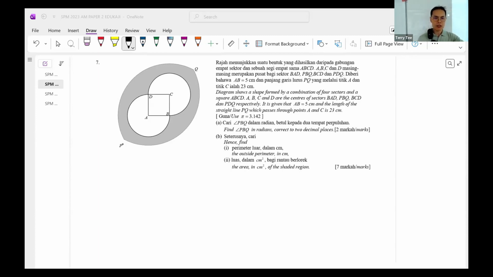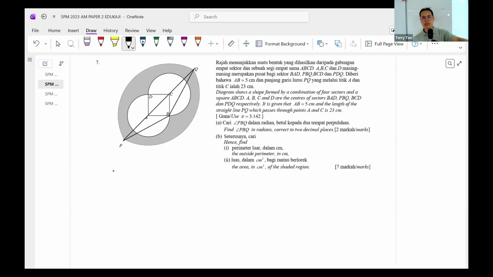Okay, let me draw the straight line PQ. This is the straight line PQ, right? Can you see this length is 23? Okay, they say find PBQ in radian. PBQ. So PBQ is this, guys. You draw this together, join this together. Sorry, the line is sometimes very hard to see. Join this together. Can you see?